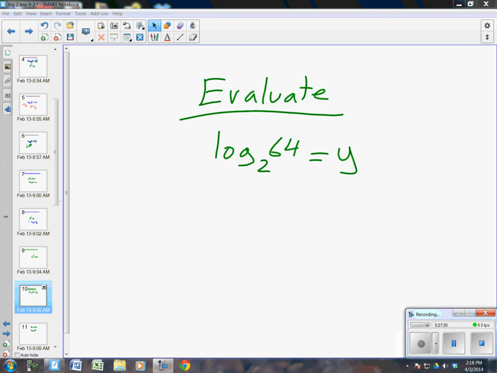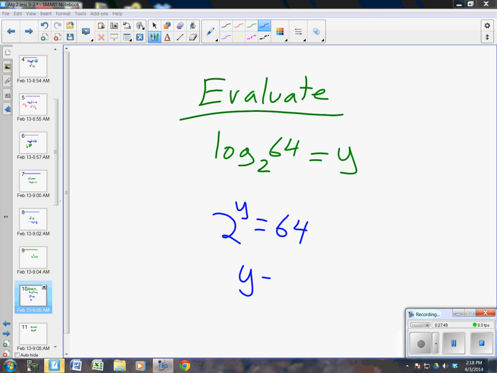Okay, how many of you changed it to exponential form to get it? Good. So 2 to the y power equals 64. So you're asking 2 to what power is 64, right? Then you can use the same method we did for the bell work problem. You can just guess and check, put numbers in. You can start with, 2 to the second is 4, 2 to the third is 8, 2 to the fourth is 16. 2 to the 5th is 32. 2 to the 6th is 64. So y equals 6.